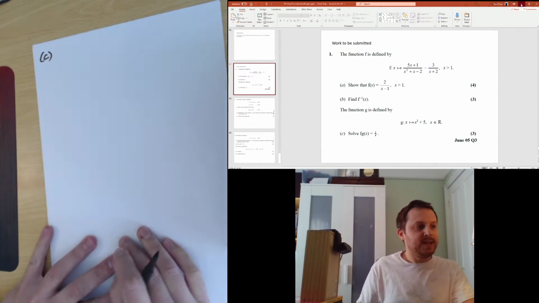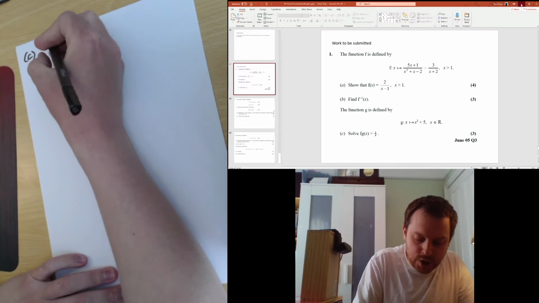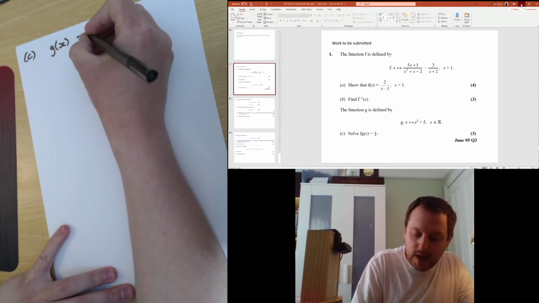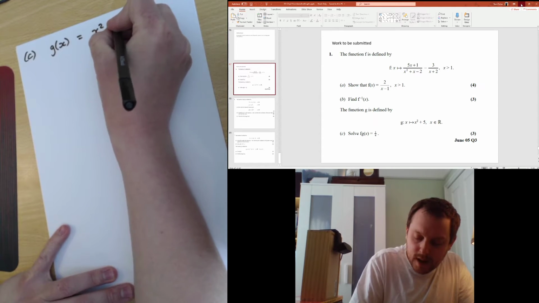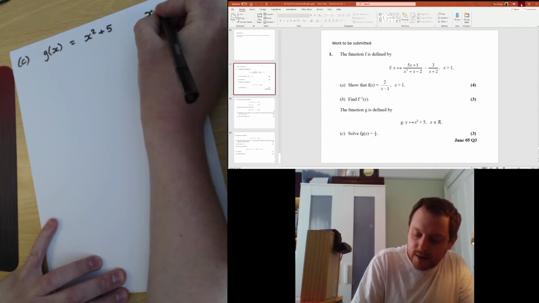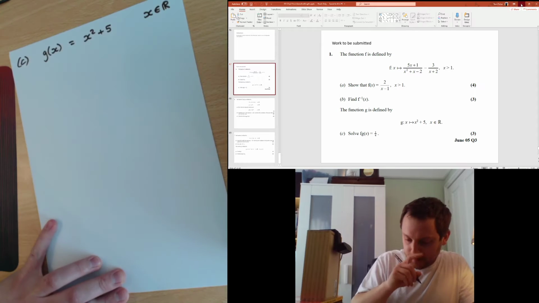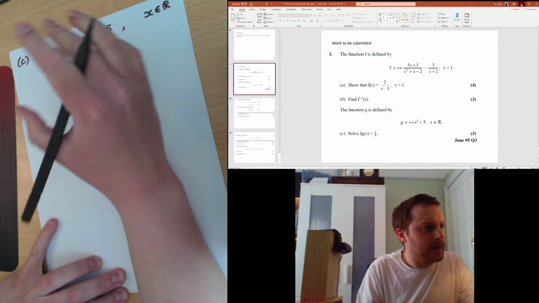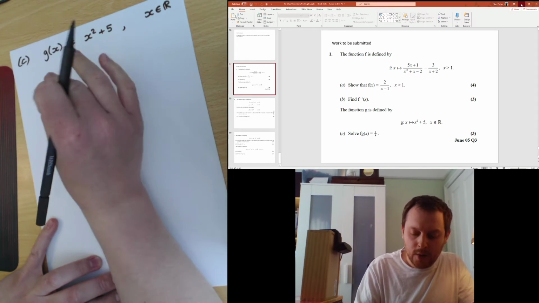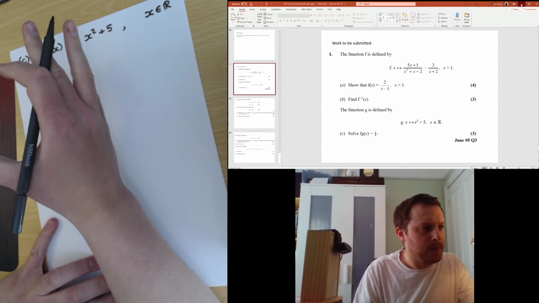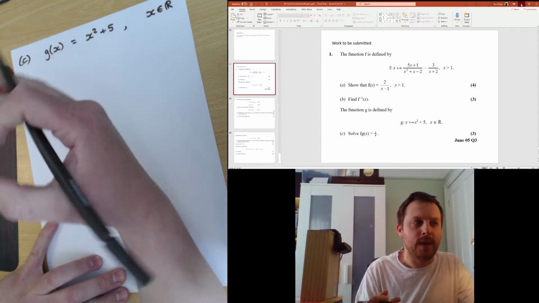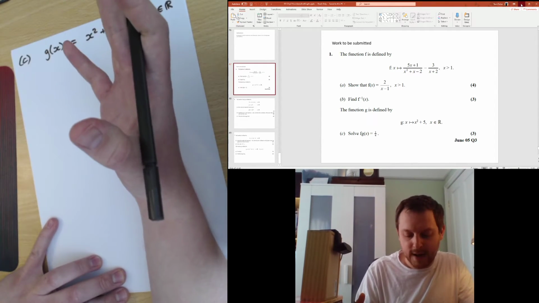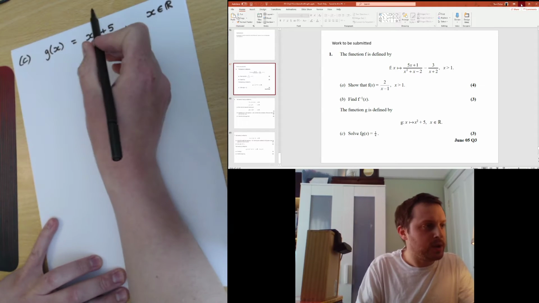Right, C. Okay, we've got g of x. I'm just going to write it like this straight away. G of x is x squared add 5, with domain x is all real numbers. So notice that g is always going to output a positive number. In fact, the lowest that g of x can actually be is 5, right? That happens when x is 0. Other than that, it's always actually greater than 5. So that's what g is.